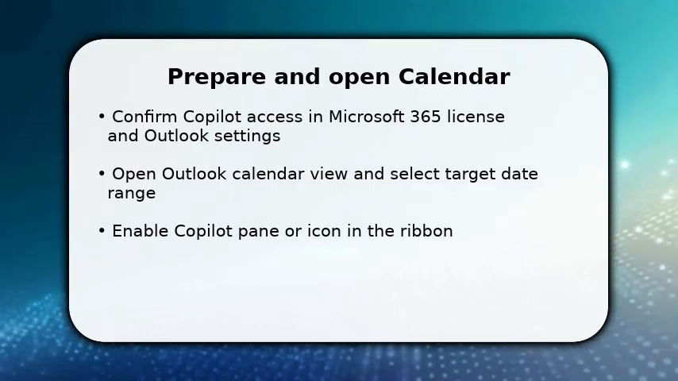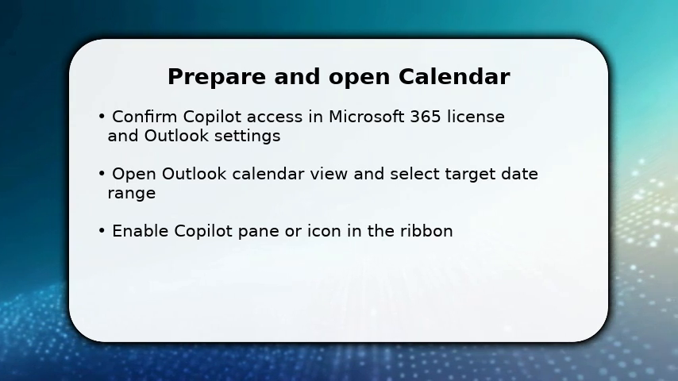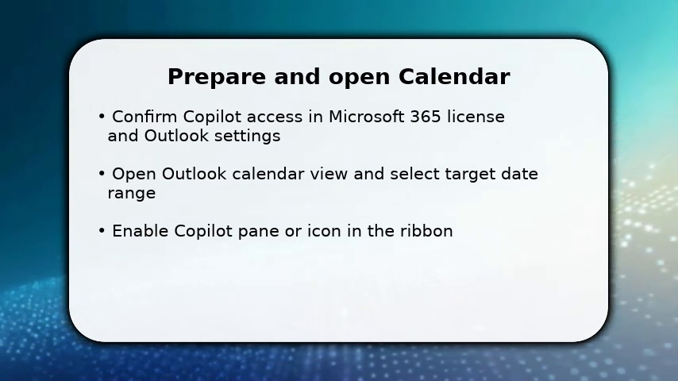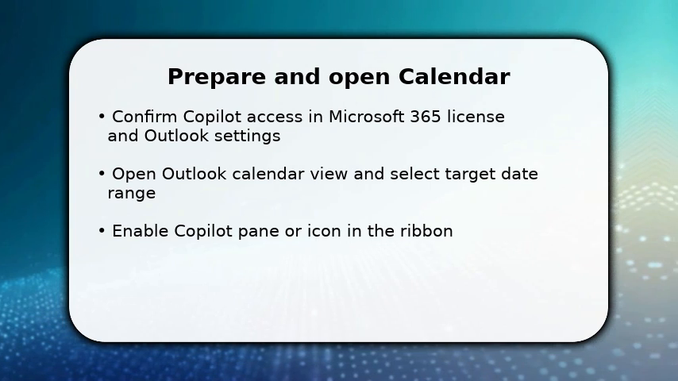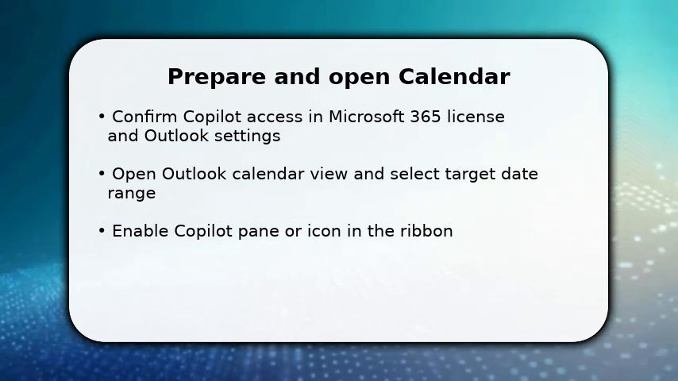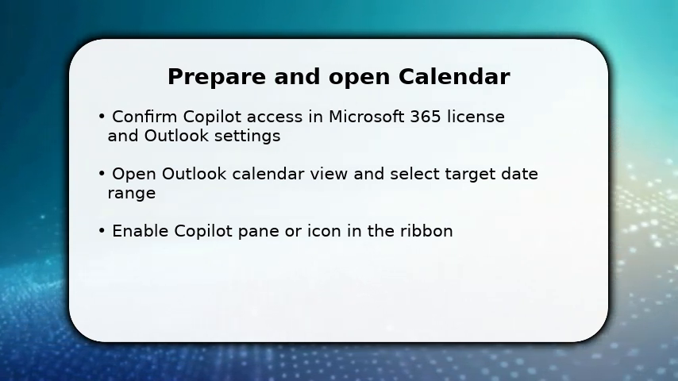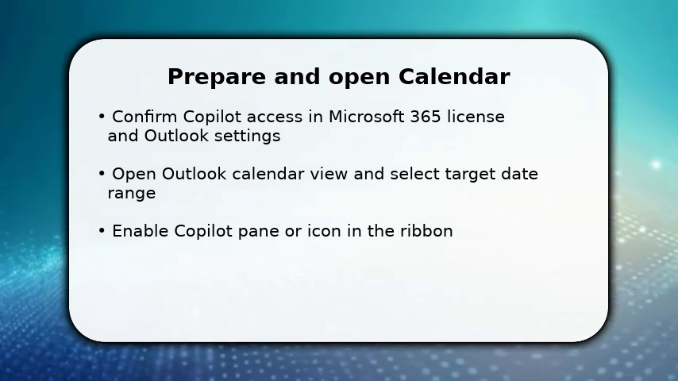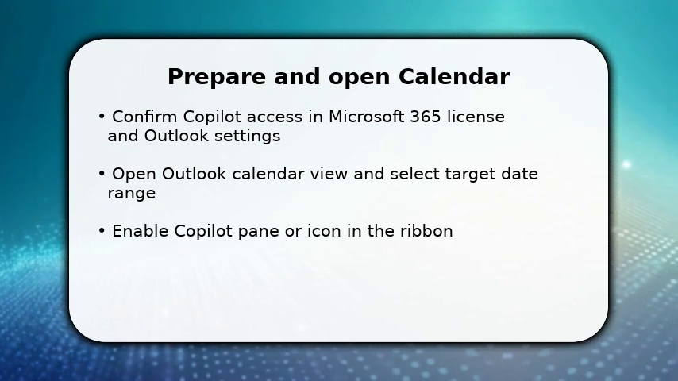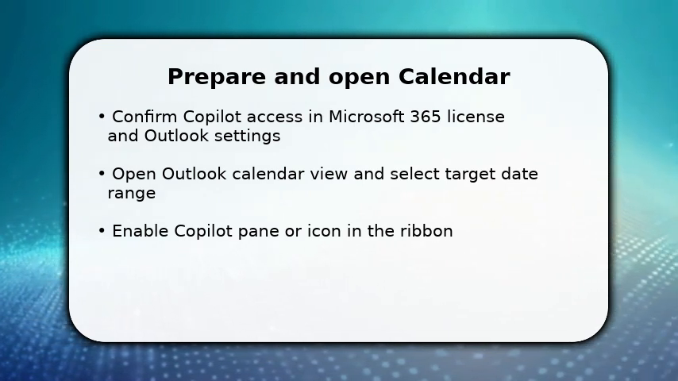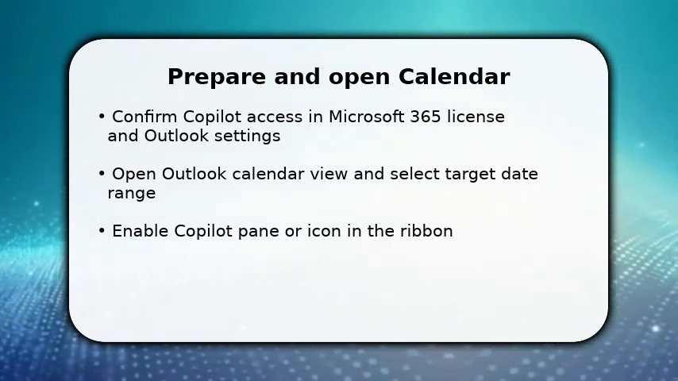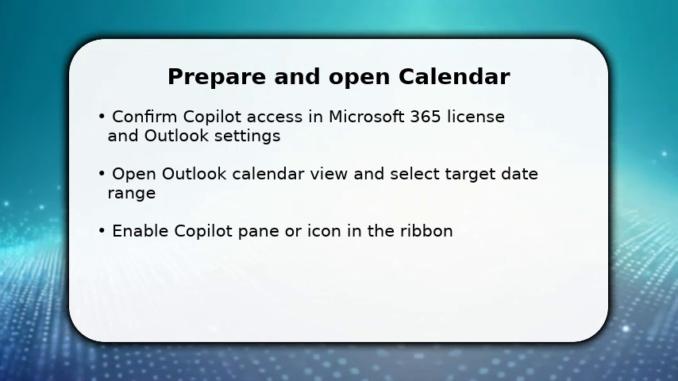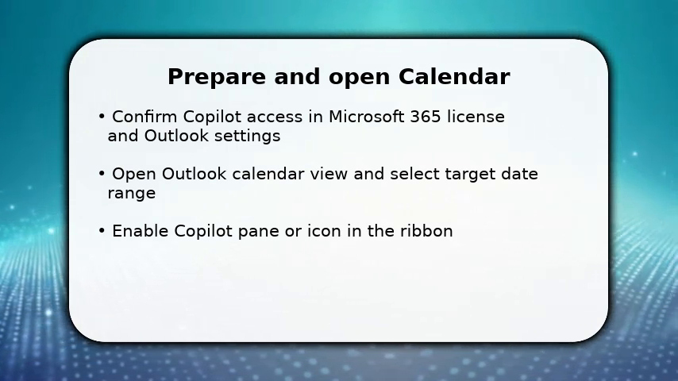You start by confirming Copilot is available in your Microsoft 365 plan and enabled in Outlook settings. This avoids wasted steps. Once confirmed, open the calendar view and pick the date range you'll work on. Next, activate the Copilot pane or click the Copilot icon in the ribbon so it's docked and ready. This initial setup puts the assistant where you'll interact with it directly and prepares the calendar context for the next actions.